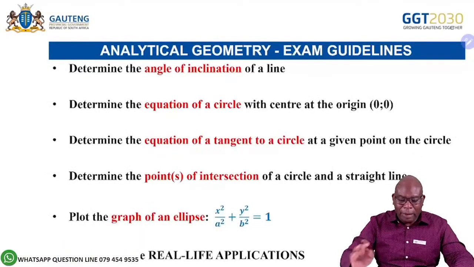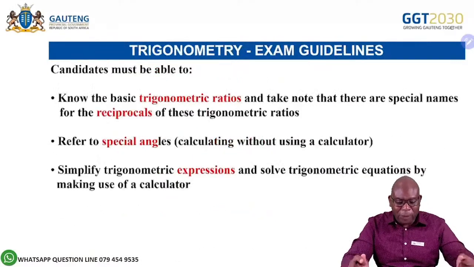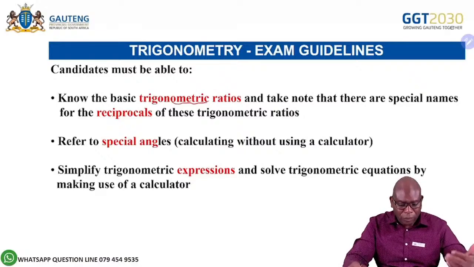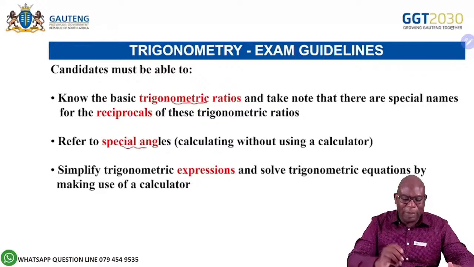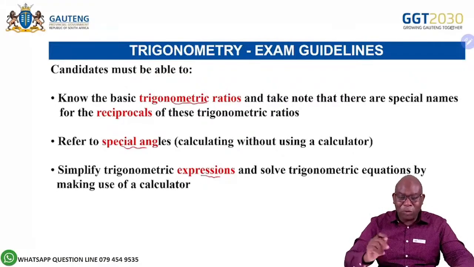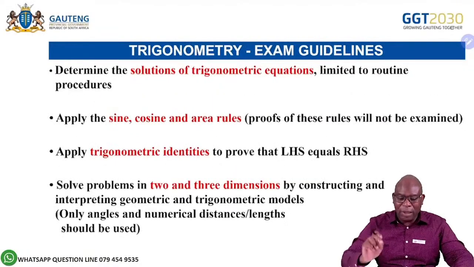Okay. In trigonometry, you must know your trigonometric basic ratios. You must know your reciprocals. You must also know what special angles are. You must also know how to solve trig equations. Okay. You must know how to apply the sine, the cosine rule, and the area rule, apply the trigonometric identities and reduction formulae, and solve 2D and 3D problems.